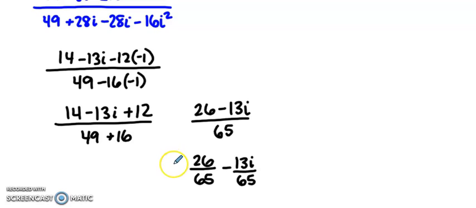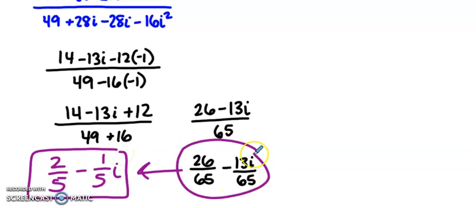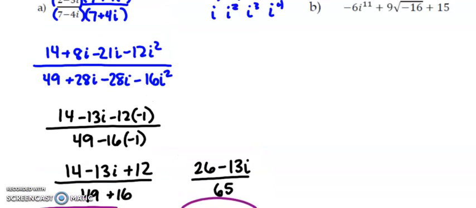You also could simplify your fractions. 26 divided by 65 ends up being 2/5. And 13i over 65 is minus 1/5 I. Okay, so that'll be your best final answer. This one is okay, just not simplified with fractions.